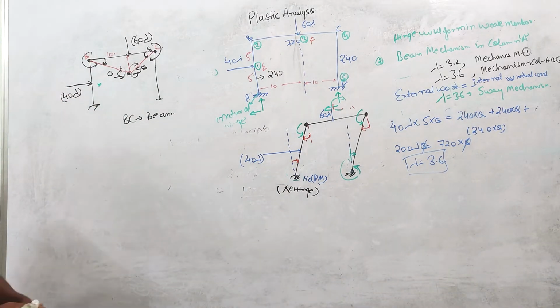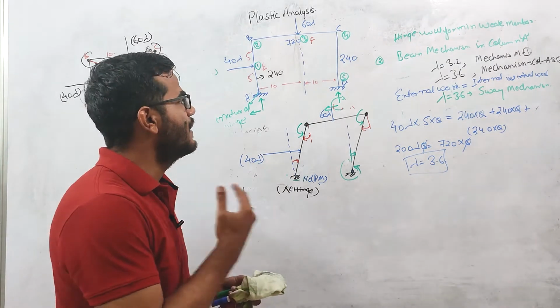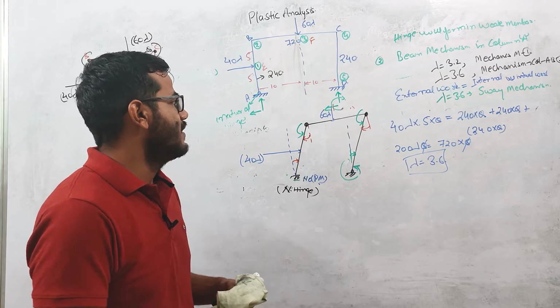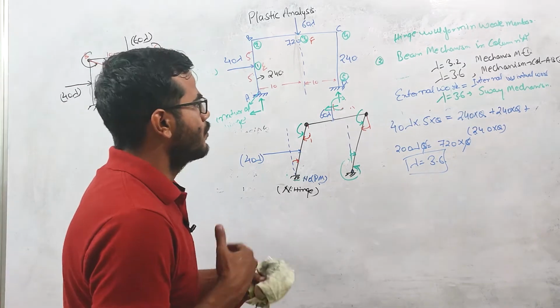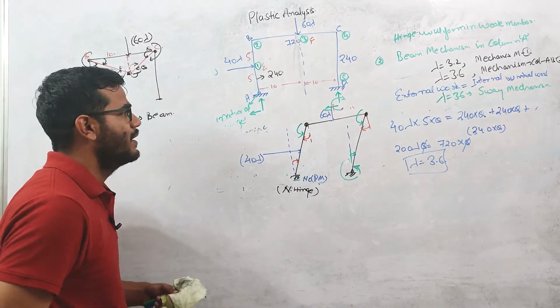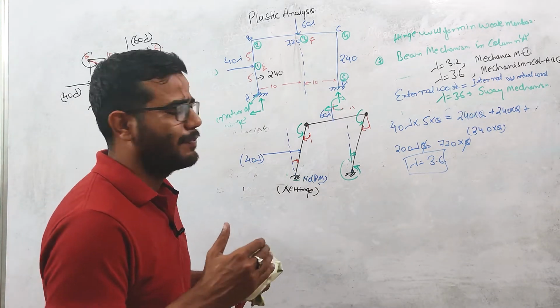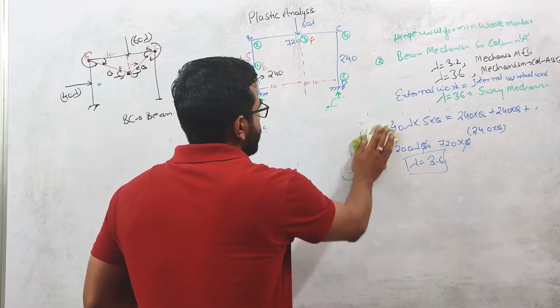So how to calculate the collapse load factor in the independent mechanism? It is very easy to calculate the collapse load factor for the independent mechanism. But when you combine these mechanisms, the problem will become a little bit tricky. So how to solve those things, we'll discuss now.